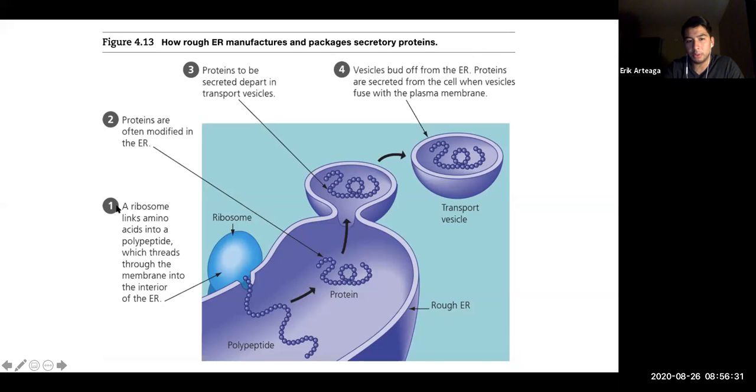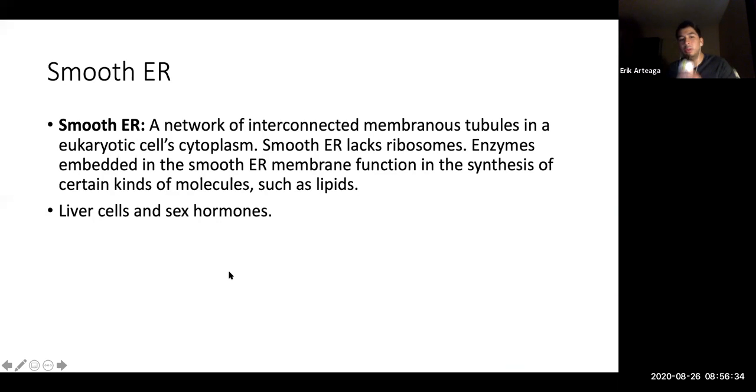So very important. Now the smooth endoplasmic reticulum is a network of interconnected membranous tubules in a eukaryotic cell cytoplasm. Smooth endoplasmic reticulum lacks ribosomes. That's what makes smooth ER different from rough, right? The rough is referring to the ribosomes. Enzymes embedded in the smooth endoplasmic reticulum function in the synthesis of certain kinds of molecules such as lipids, right? So liver cells, again, are important for producing certain types of lipids.